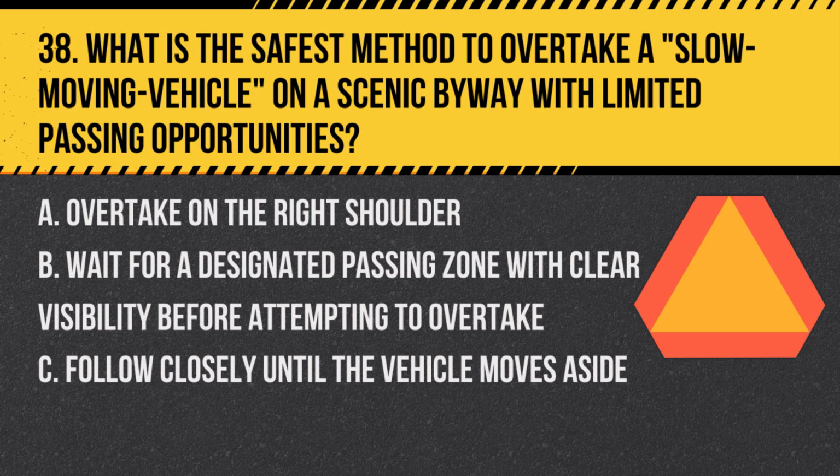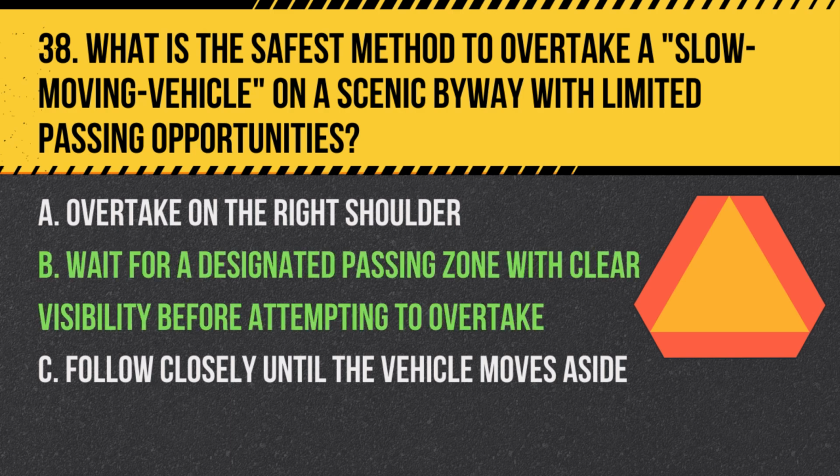Question 38. What is the safest method to overtake a slow-moving vehicle on a scenic byway with limited passing opportunities? A. Overtake on the right shoulder. B. Wait for a designated passing zone with clear visibility before attempting to overtake. C. Follow closely until the vehicle moves aside.